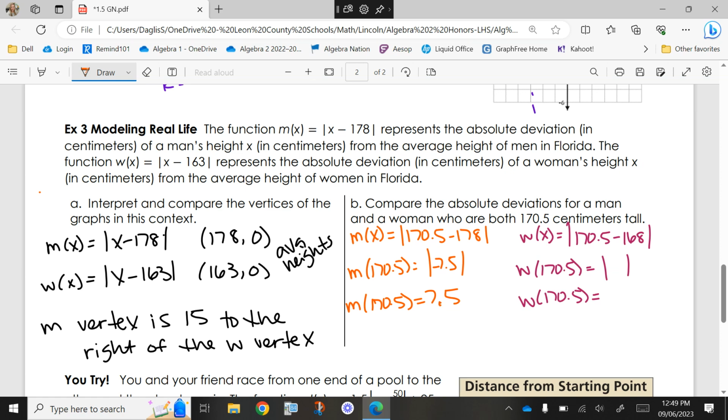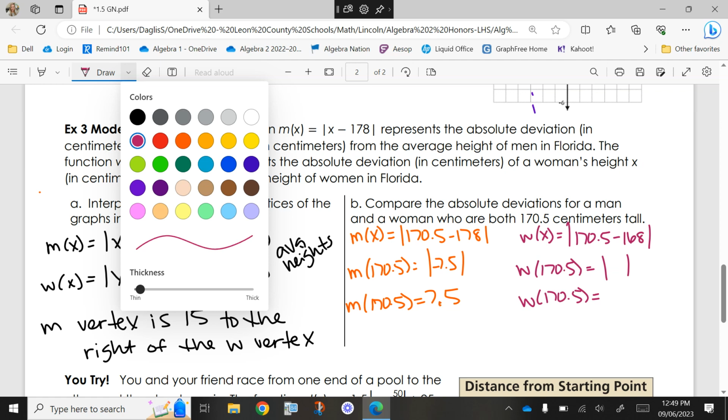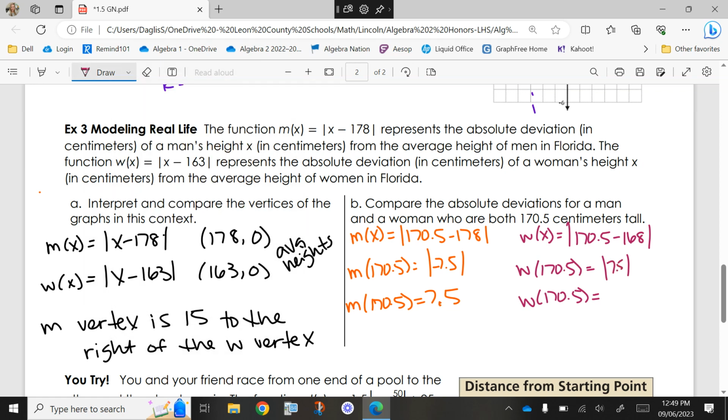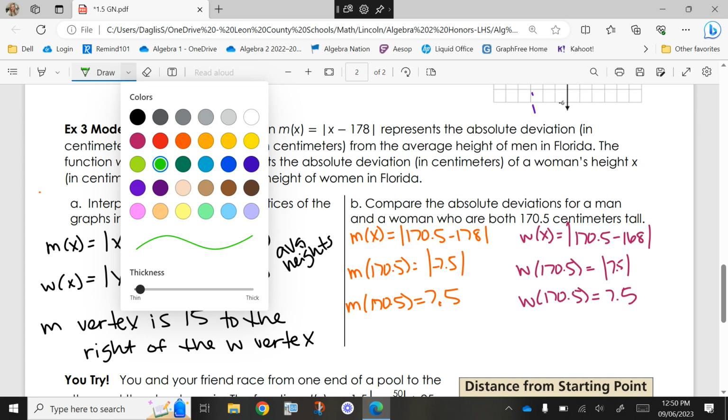All right, who did the woman? Maddie, what'd you get? 7.5, good. And it was a positive 7.5 this time, right? So that means that this woman is 7.5 centimeters above average. So if I compare, my results are what? The same. They're equal. Yes. Okay, so the heights of the man and the woman are both 7.5 centimeters from the average height.